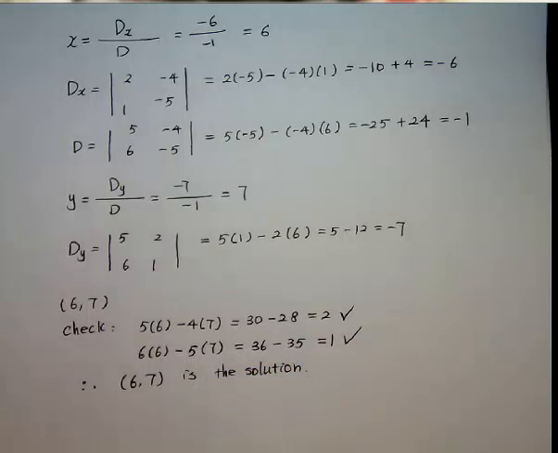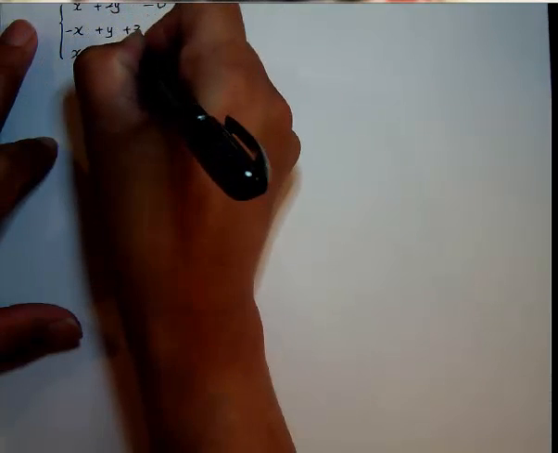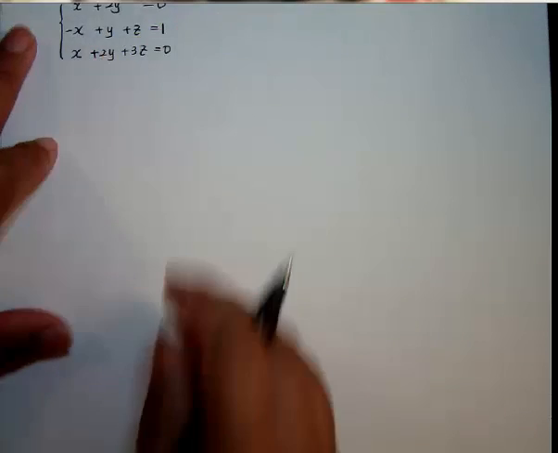Right. This is 2 by 2. Let's see the 3 by 3. Let's take a look at the 3 by 3 equations also. x plus 2y equals 0. Negative x plus y plus z equals 1. x plus 2y plus 3z equals 0.